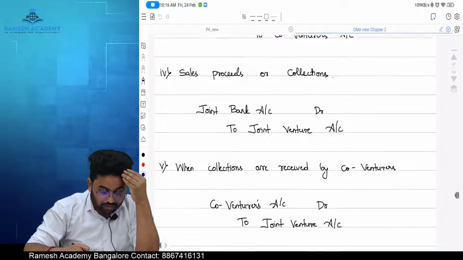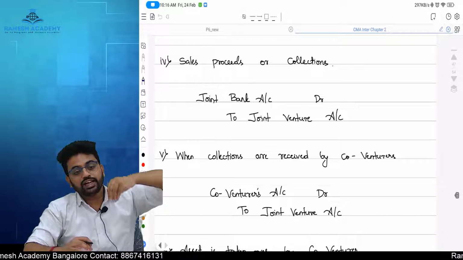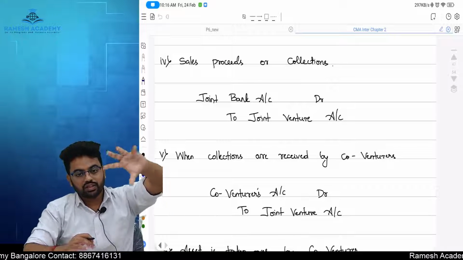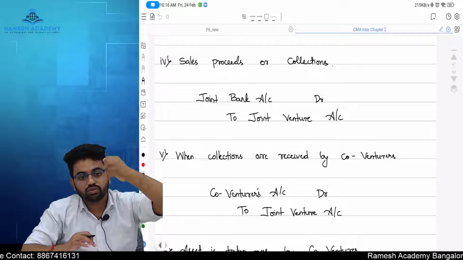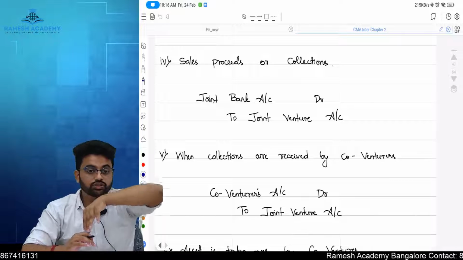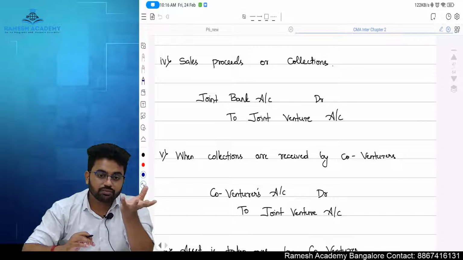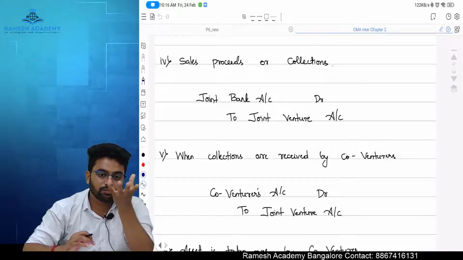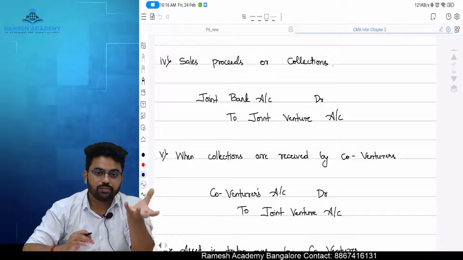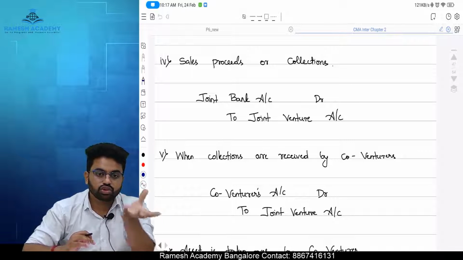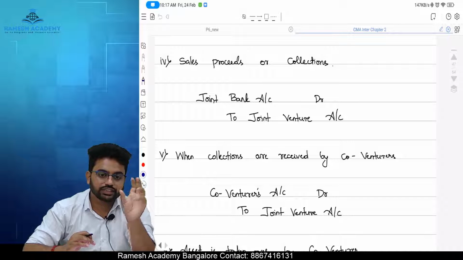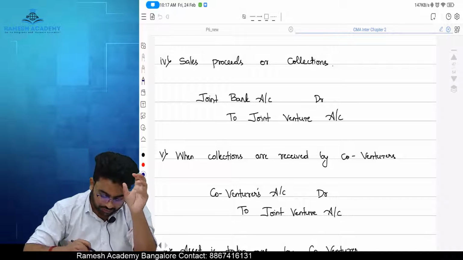Okay. But what if our sales has been taken by our co-venturer? The sale money has been taken by our co-venturer. At that time, what we should do, sir? Simple. Our money is taken by someone else. Now the co-venturer will become our debtor. So we should debit them. Co-venturer's account debit to joint venture account. Joint venture account, because it's an income. So we should credit the joint venture account.